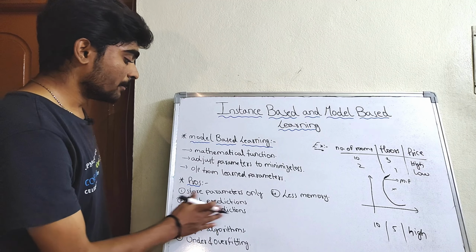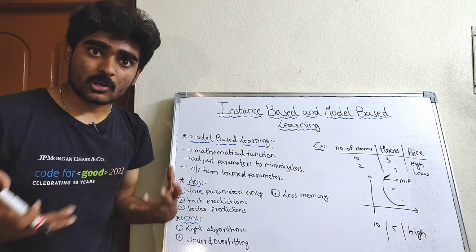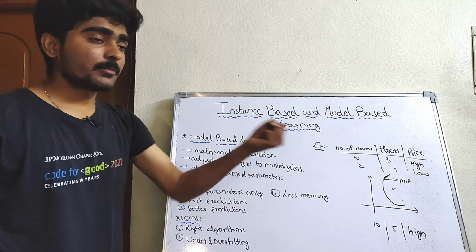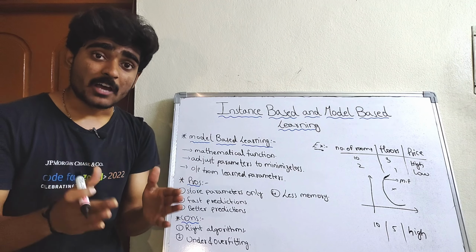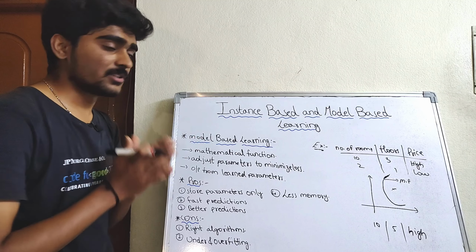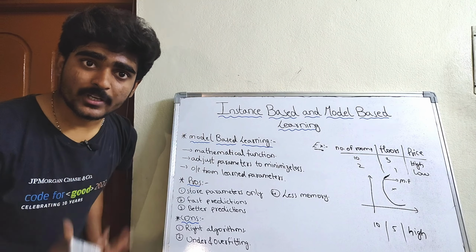Now better predictions. As we are training our model on the entire data set, we will have better predictions than instance based learning. In model based learning, we'll have better predictions than instance based learning. Remember that point. Fourth is less memory, as we are just storing our parameters.